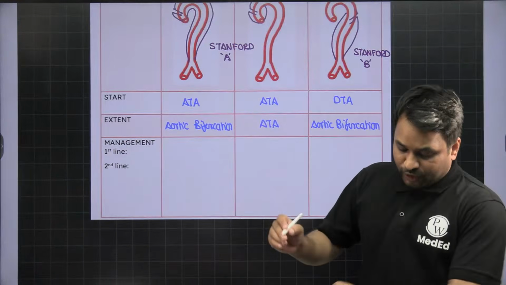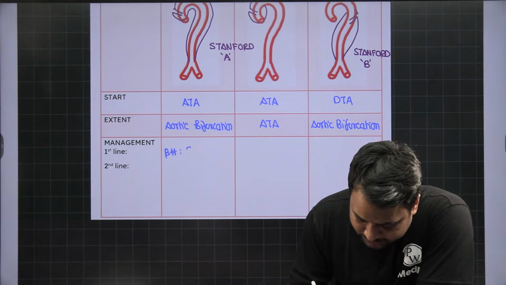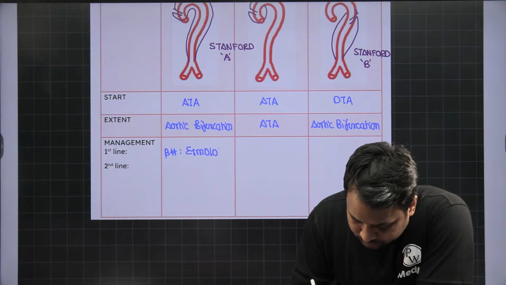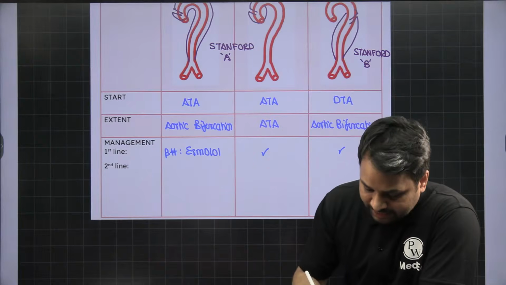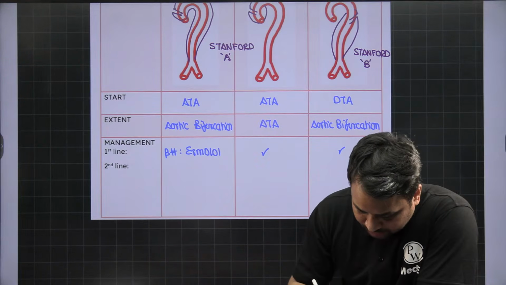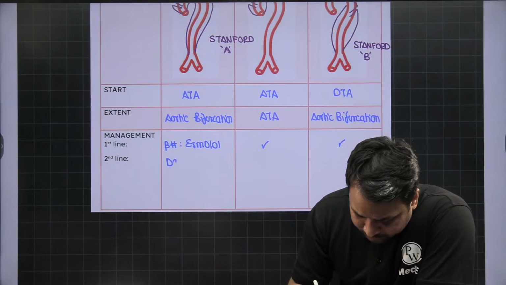Now, the first line of management is to start the patient on beta blockers, that is esmolol. That's your cardioselective beta blocker. Now, if the ascending thoracic aorta is involved, then you have to go with grafting. So here, you have to go for Dacron graft repair.